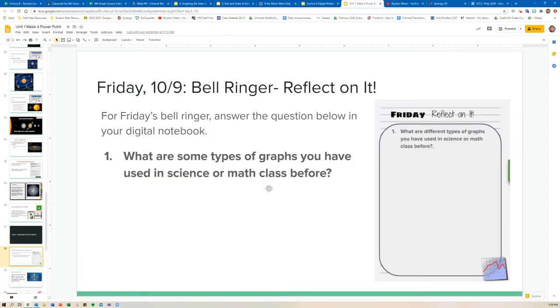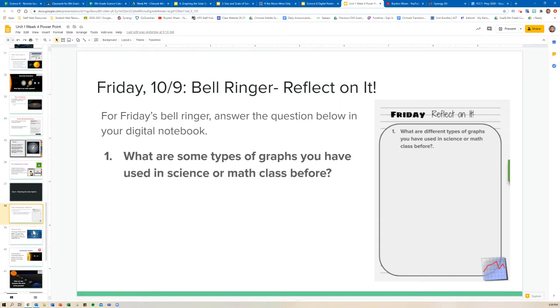Okay, so your bell ringer for today was reflecting on it. What are some types of graphs that you have used in science or math class before? I know there's a lot of graphs you use. List them in there and tell me what you use them for. That was our bell ringer for today. So if you didn't do that, just make sure you list that in your digital notebook.